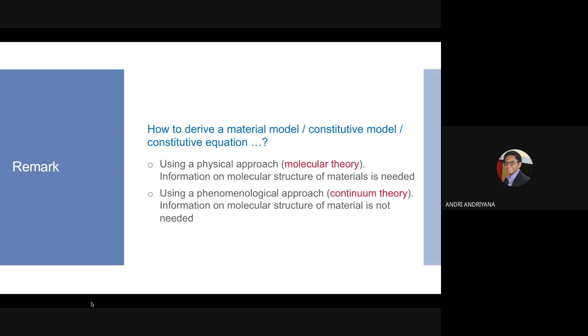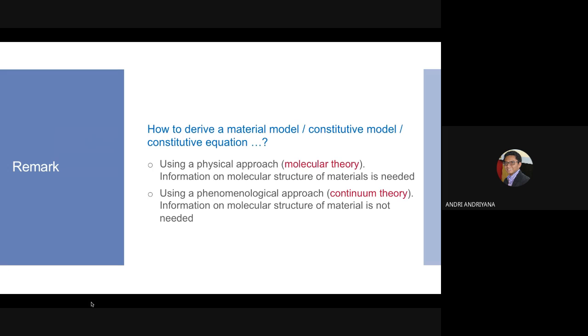The first is what is called the physical approach. The second one is called the phenomenological approach. The first approach often uses molecular theory. The second approach uses continuum theory. What does it mean?